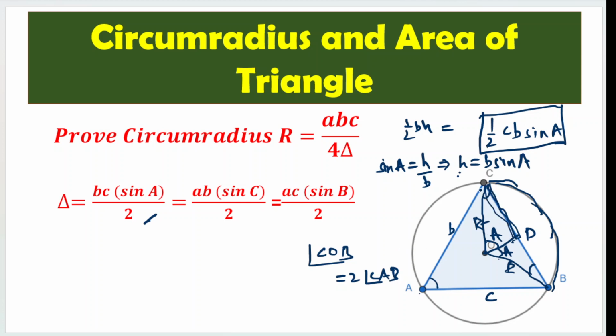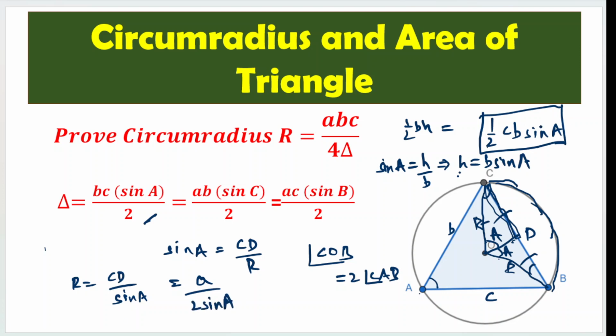Now what is sine A? Sine A is equal to CD by R. Let us do a small manipulation here. Sine A equal to CD by R. That means R equal to CD by sine A. What is CD? CD is half of a, since these two are equal. CD is a by 2. So R is equal to a by 2 sine A.